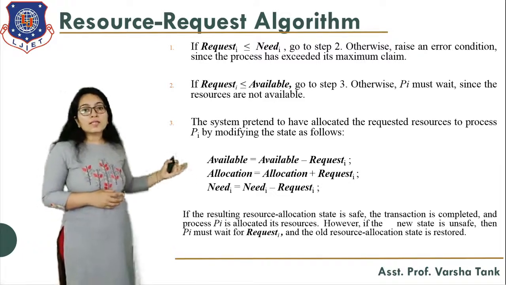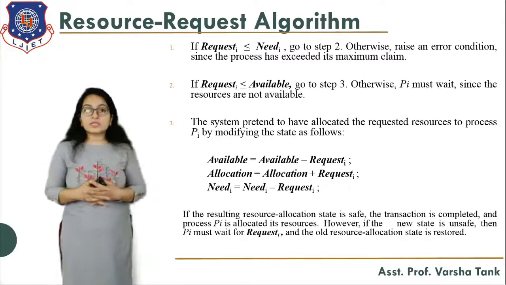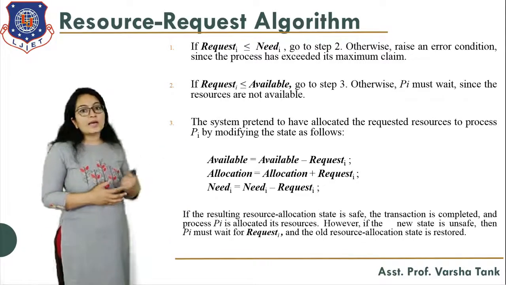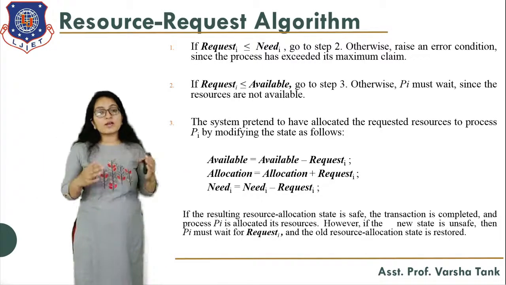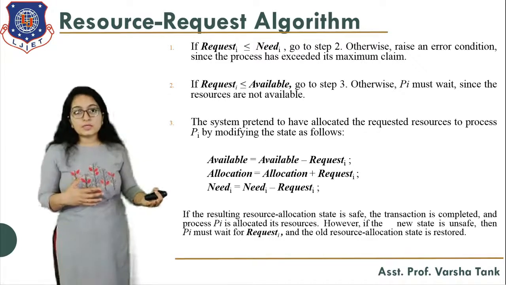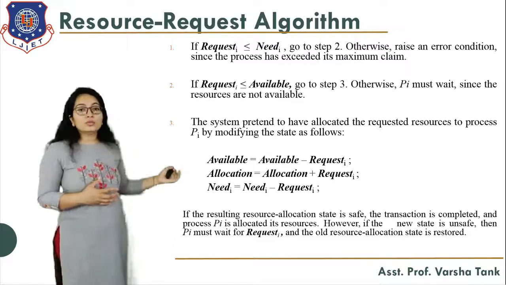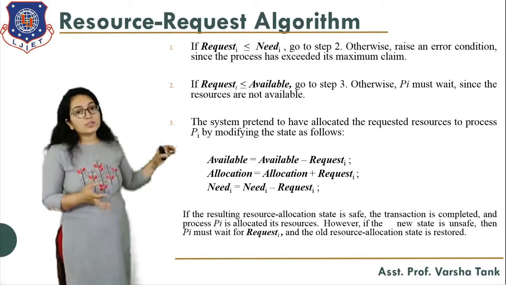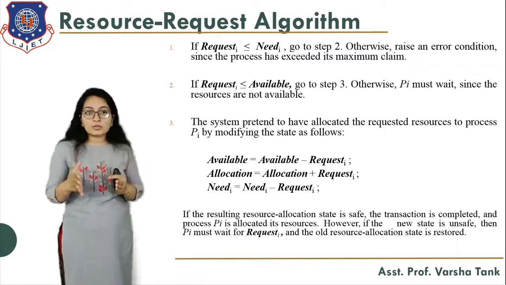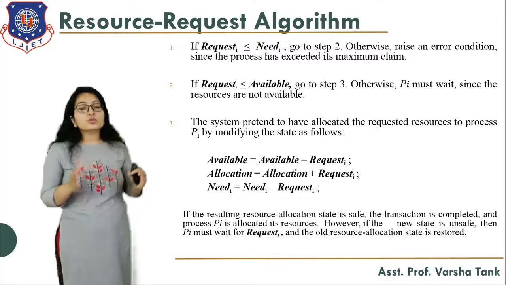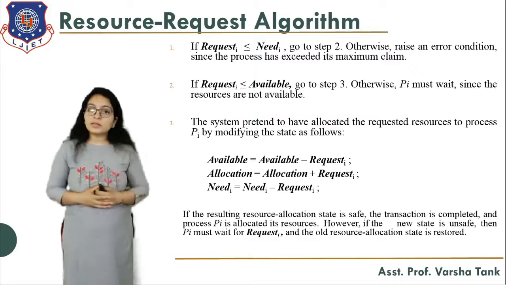Now the third step: the system pretends to have allocated the requested resources to process Pi by modifying the state as follows. Available is equal to Available minus Request, because we are granting the resources to the process. Allocation is equal to Allocation plus Request. We have to do this addition in the process allocation step. Suppose a process has 5 allocated resources and now it requires 2. So we are allocating 2 more resources to the process, and now the allocation will become 7.